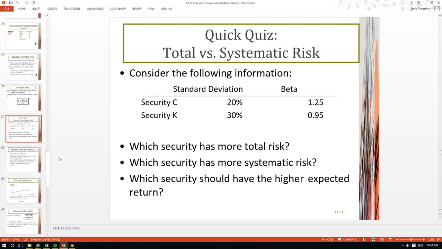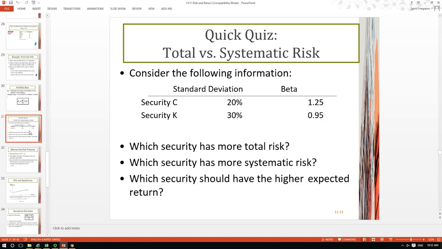And here's an example for you to distinguish the difference between total risk and market risk. Let's say we have 2 stocks, security C and security K. And those 2 stocks have different standard deviation and beta. Security C has standard deviation 20% and 30% for security K. And from here, you would say security K is riskier than security C in terms of standard deviation. That means in terms of total risk, K is higher than C because standard deviation is 10% higher.